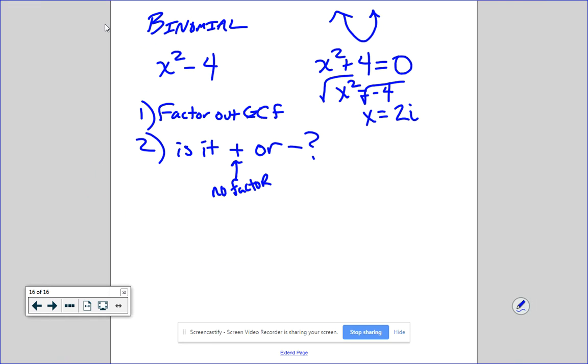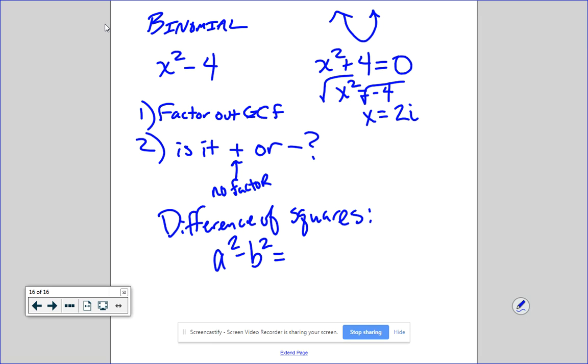Okay? So we talked about plus. We now need to talk about minus. If it's minus, we call that the difference of squares. And that actually has a very specific formula. That formula is a squared minus b squared. Is this ringing a bell? And that formula is a minus b times a plus b, which is how the conjugate formula works, because the middle term cancels out.